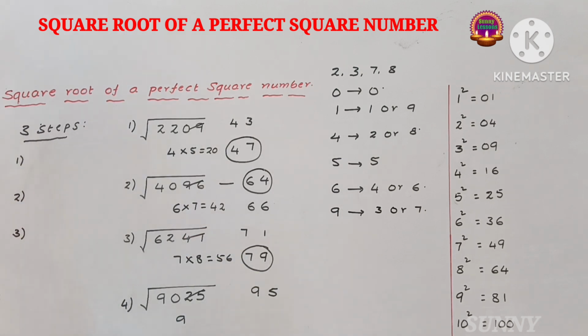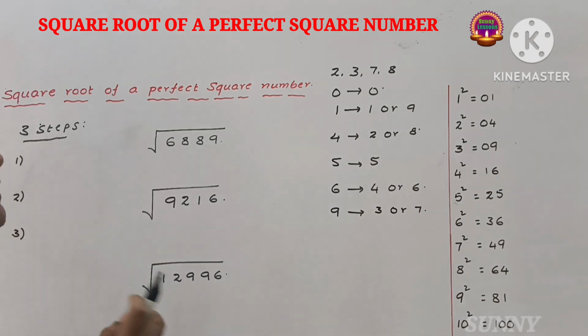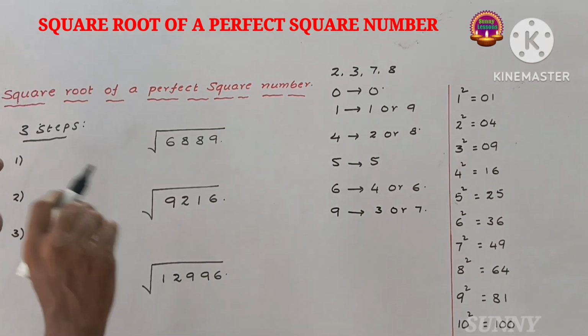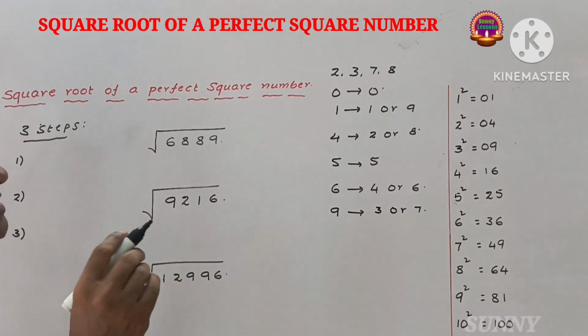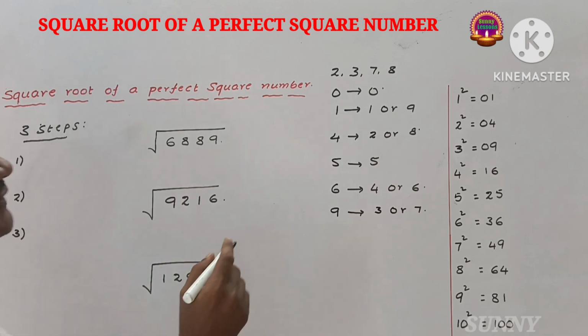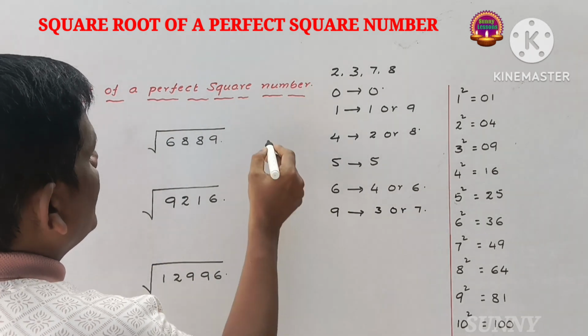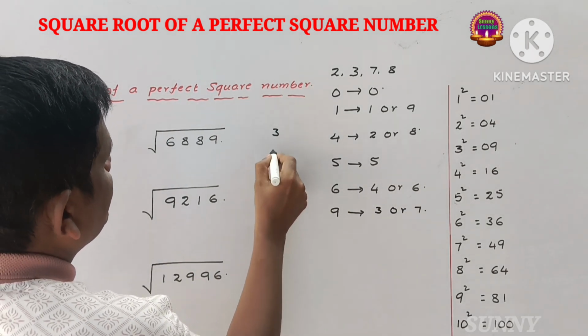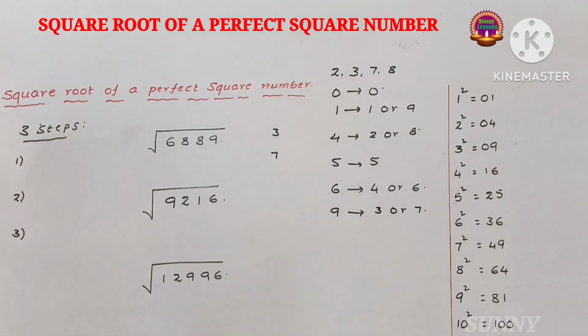So the square root of 9025 is 95. Square root of 6889. When we get a perfect square number that ends with 9, the last digit of the root is 3 or 7. What is the second step?